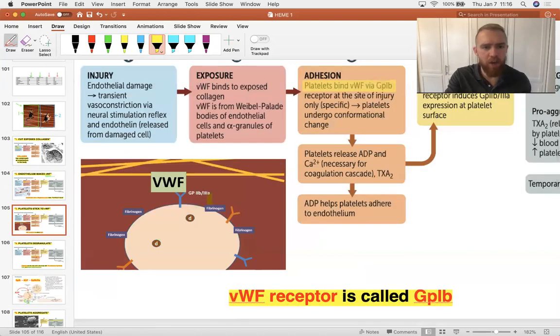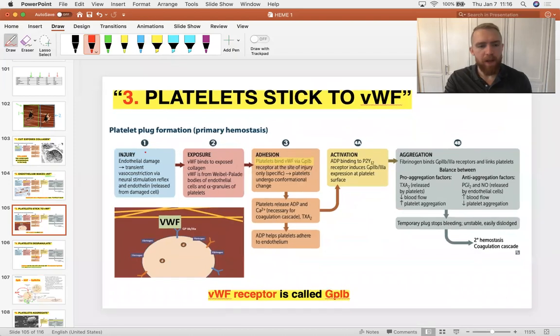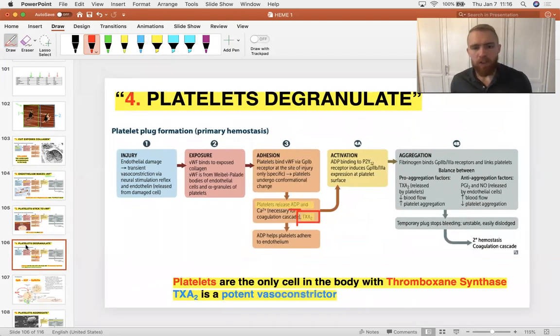So platelets stick to von Willebrand factor, right? And now you've got a couple of platelets stuck to an injured blood vessel wall. What happens next? Well, binding glycoprotein 1b sets off a chain reaction within platelets, and they'll degranulate, similar to mast cells in a type 1 hypersensitivity, and they will release factors that they make on their own that will encourage platelet aggregation and further vasoconstriction.